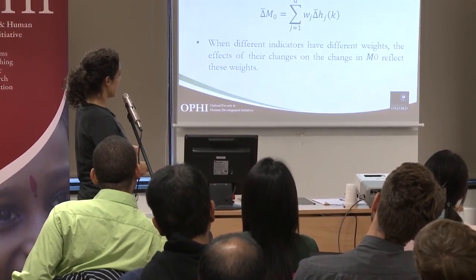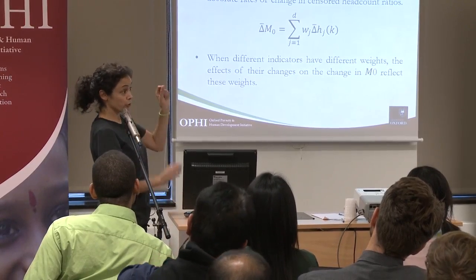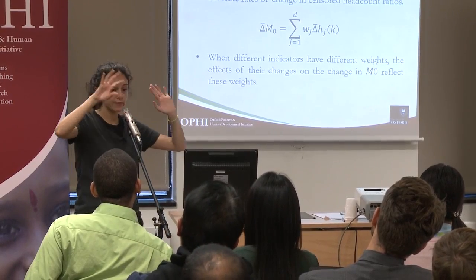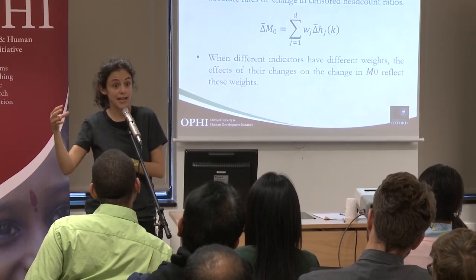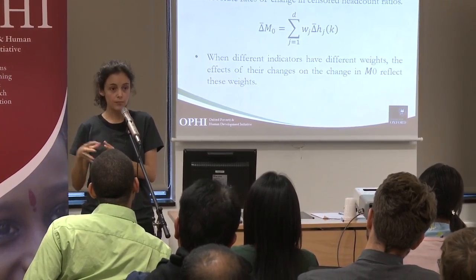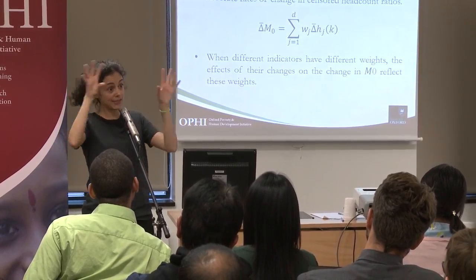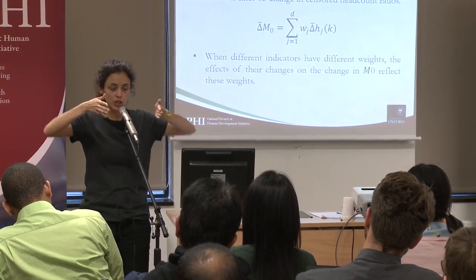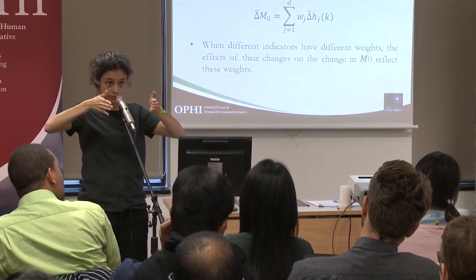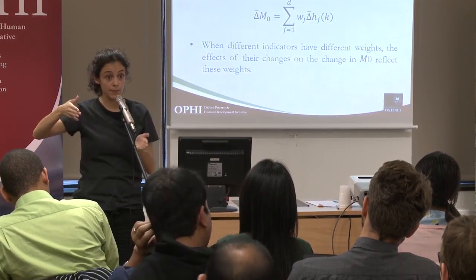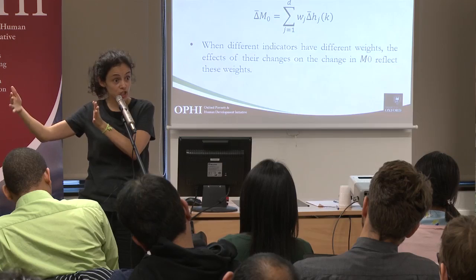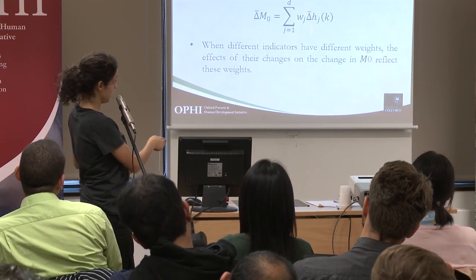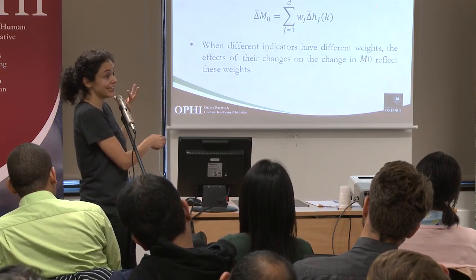So cooking fuel. To answer this, we have to think about the contribution, the dimensional breakdown. When we did the dimensional breakdown for the M0, we said that the M0 was equal to the weighted sum of the censored head counts. When we put this in changes, the same applies. We just look at things in changes. And here the formula is annualized change. So the annualized change in M0 is equal to the weighted sum of the annualized change in the censored head counts. When I say weighted, remember, it is the weight of each indicator.